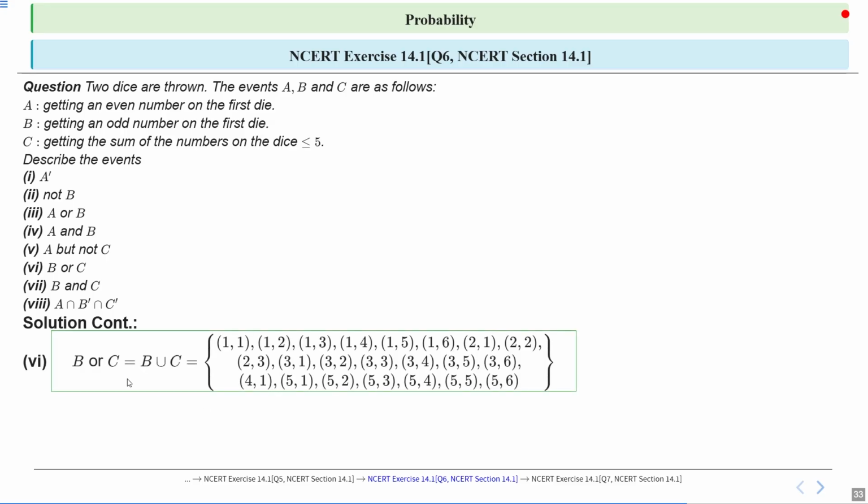And B or C. B or C means B union C. So we will take those ordered pairs which are in event B or in event C or in both events B and C. You can easily collect those ordered pairs which are in either B or C or in both. So you will get these ordered pairs which are in B or C. Clear? So B or C is nothing but this set of ordered pairs.